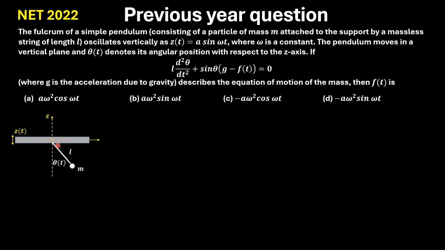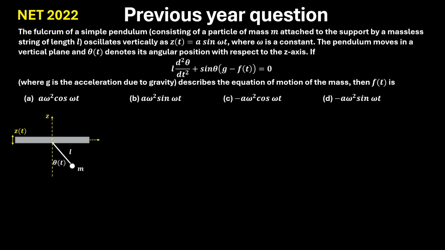In this question, we are given a simple pendulum and it is oscillating. So theta is changing with respect to time, but the support where the simple pendulum is hung is also undergoing oscillation z(t). So Z is changing with respect to time. They have given a harmonic disturbance A sine omega t. The theta equation of motion is given here and we are told to find what this f(t) is.